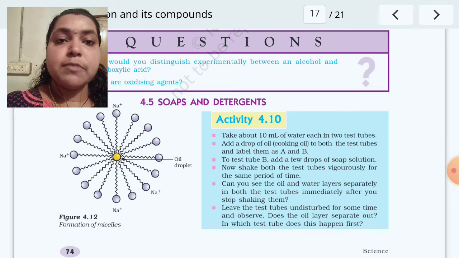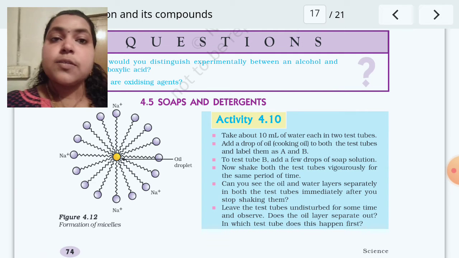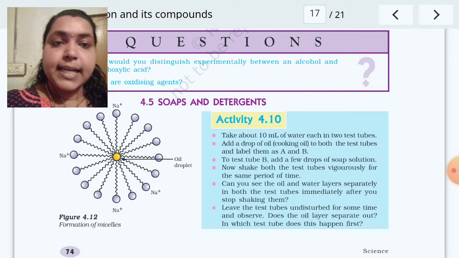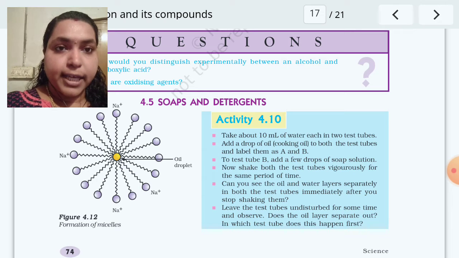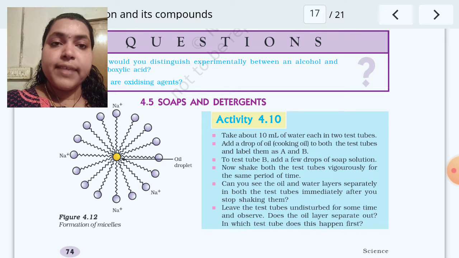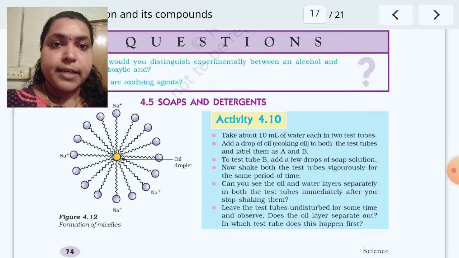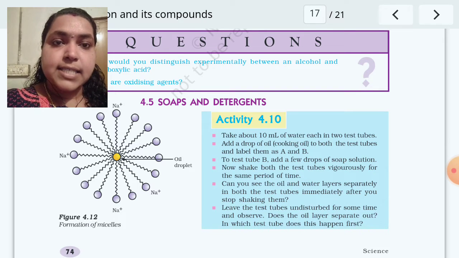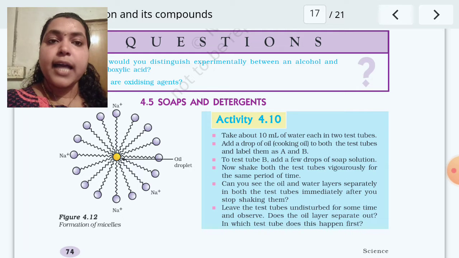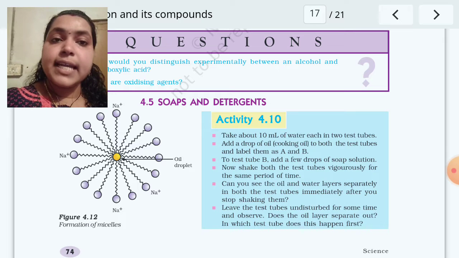This is an example of a micelle, which we will discuss later. First, you can see the single strand, or single molecule, of soap. A single molecule of soap contains one hydrophilic part and one hydrophobic part. This sodium, Na plus, area is hydrophilic and the chain part is hydrophobic. This is an example of a micelle.